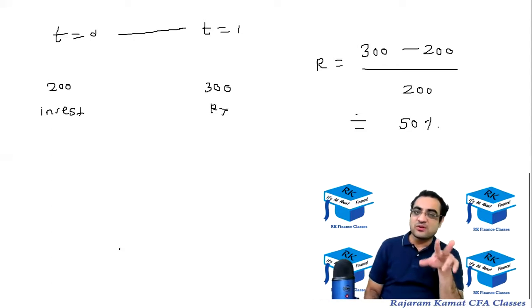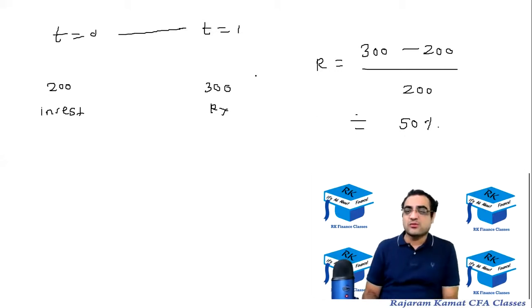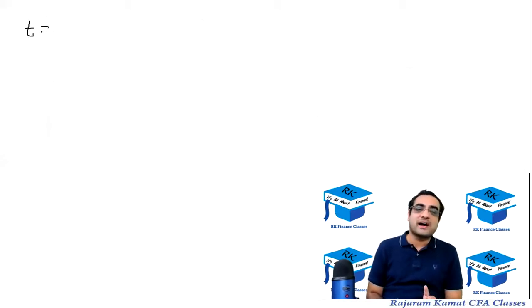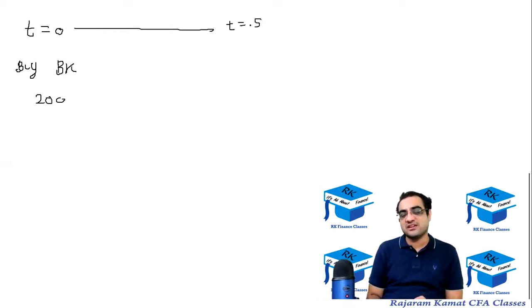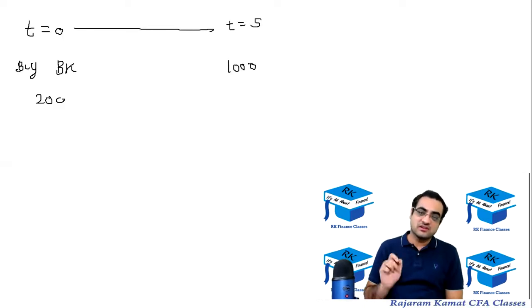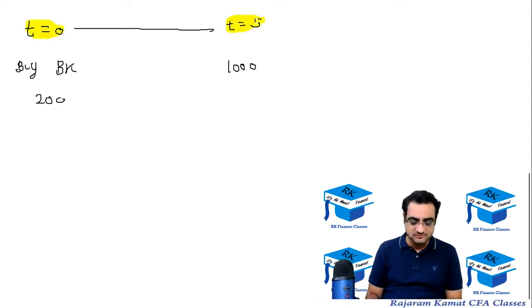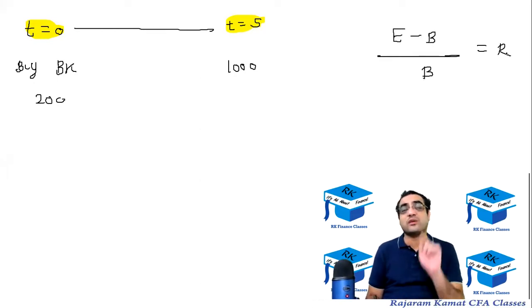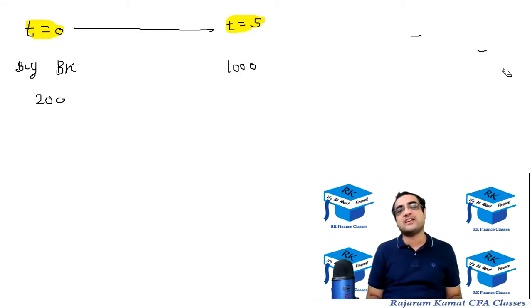Please note this formula could be used only if there is a 1 year horizon. So sir, what to do when there is a 2 year horizon? What to do if I buy Burger King today at t equal to 0, at around 200 rupees, and sell it after 5 years for a price of 1000 rupees, then what would be my return? Please note, as the horizon is a 5-year period, not a 1 year period, you can't use the ending minus beginning upon beginning formula. This formula can be used only when you are calculating return for 1 year. This is a total period of 5 years, so you can't use this formula.